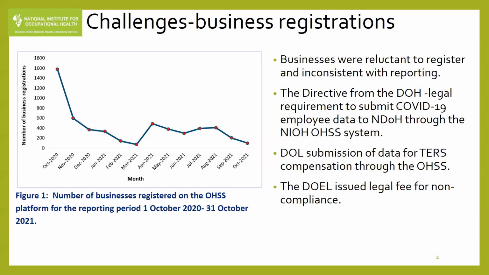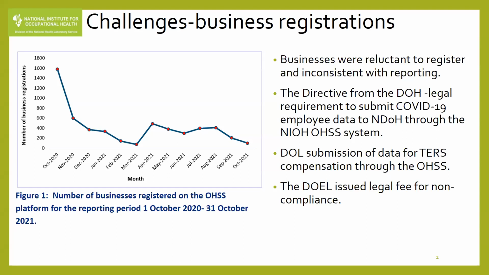We had a lot of challenges in terms of workplaces not registering and with inconsistent reporting. The graph shows the number of company registrations per month. In the beginning, when the Occupational Health Surveillance System was starting out, we had a lot of companies eager to register, but the registration quickly declined.